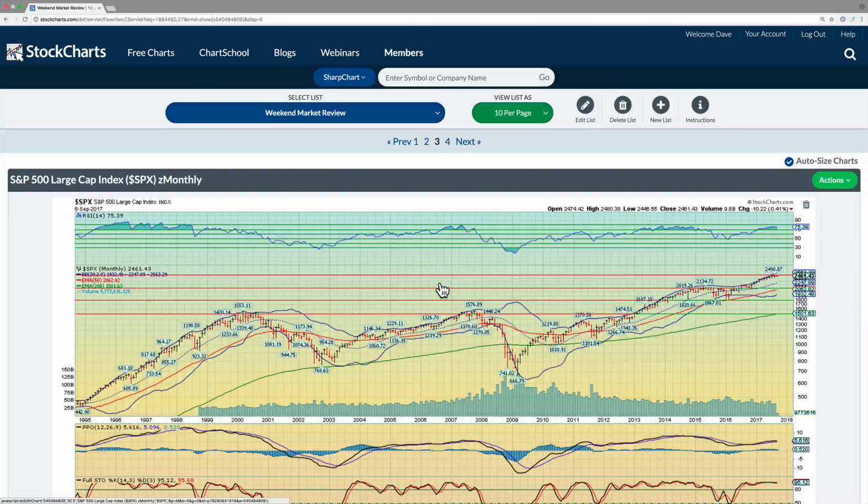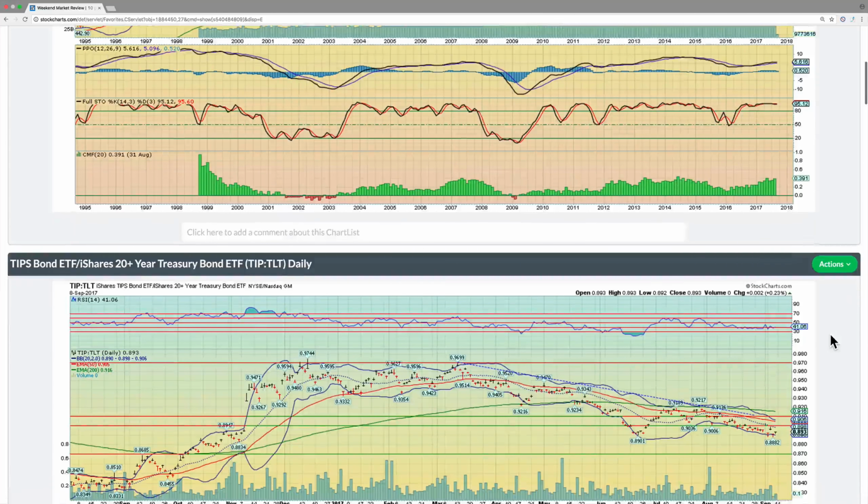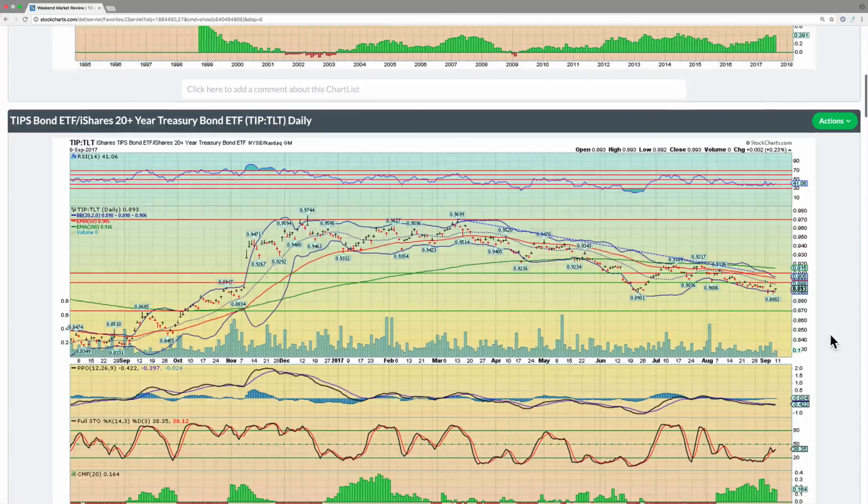RSI monthly, so far so good. There's nothing really to see on the monthly chart, so if you're a longer term player, you're long until proven otherwise. Stay tuned, but you want to see 2500 broken to the upside to confirm the next leg higher in this market. The TIPS to long-term Treasury bonds.